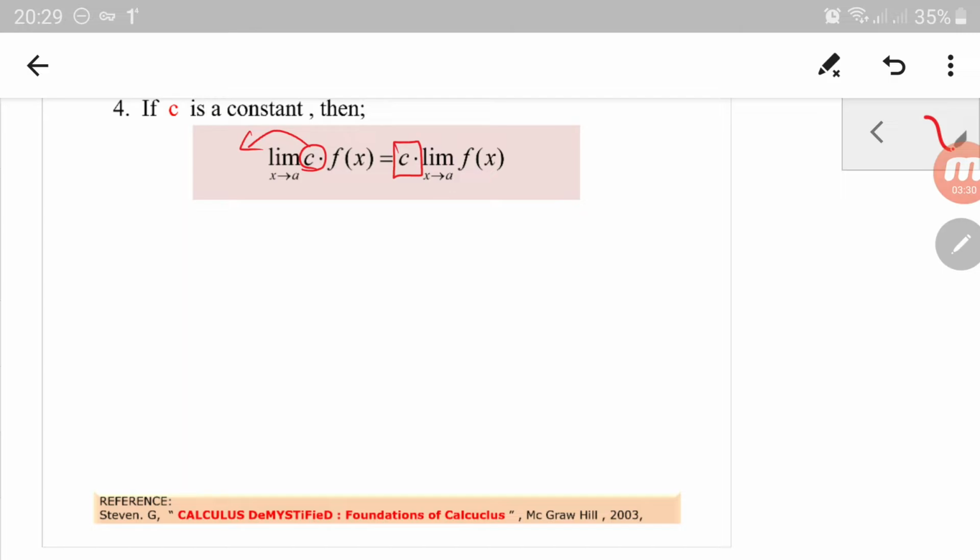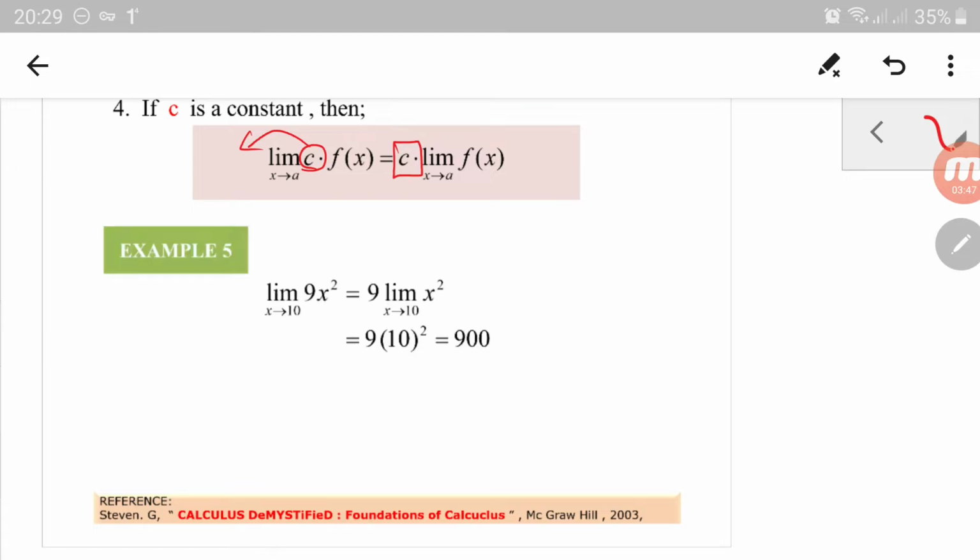It's more or less like how a constant behaves in matrices. We can move them front and back. The same goes for this one; they share the same property. Okay, this is the example.